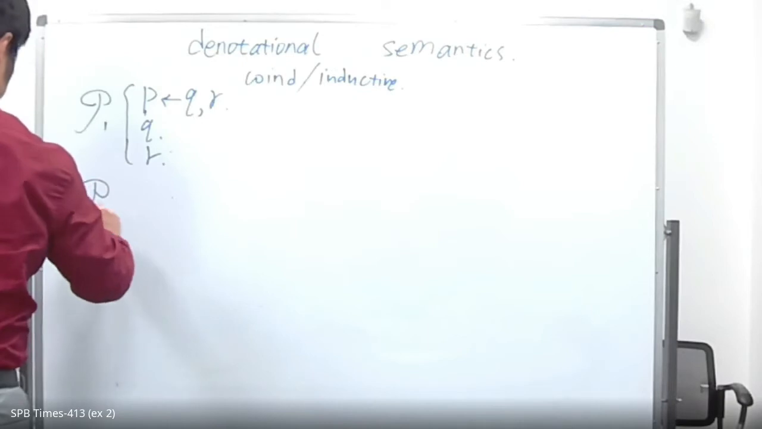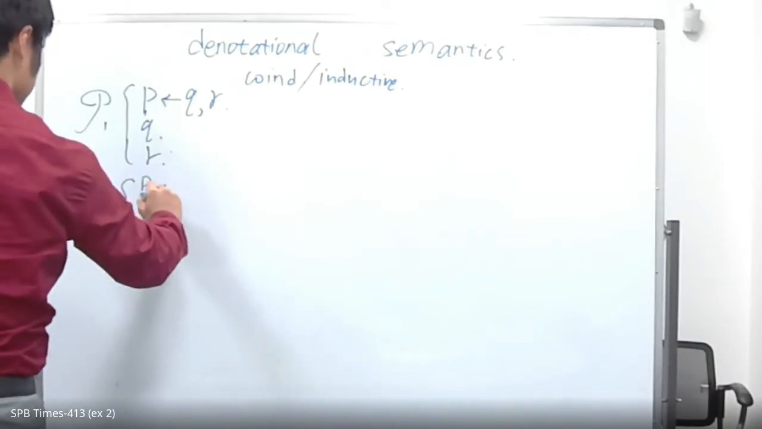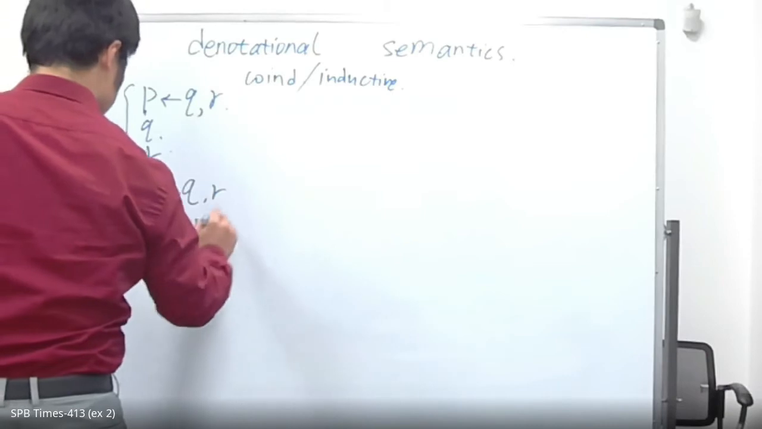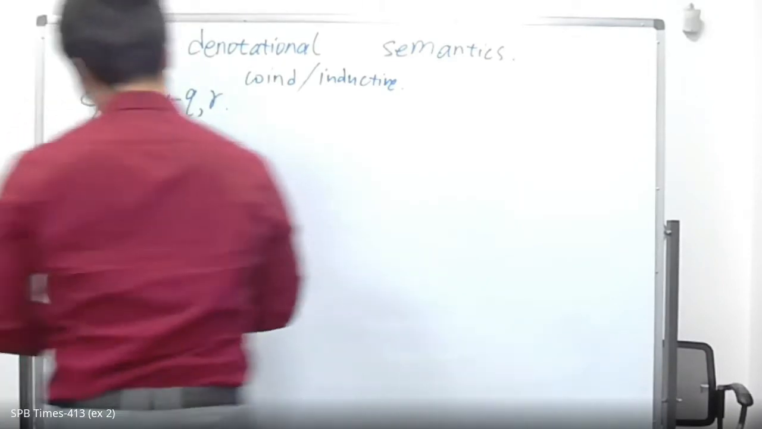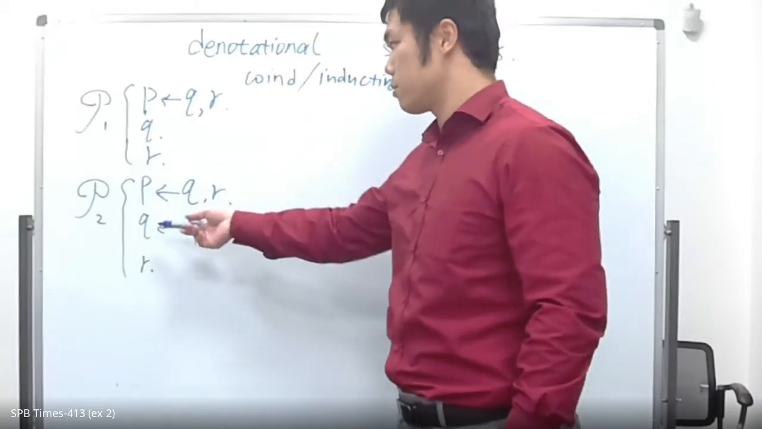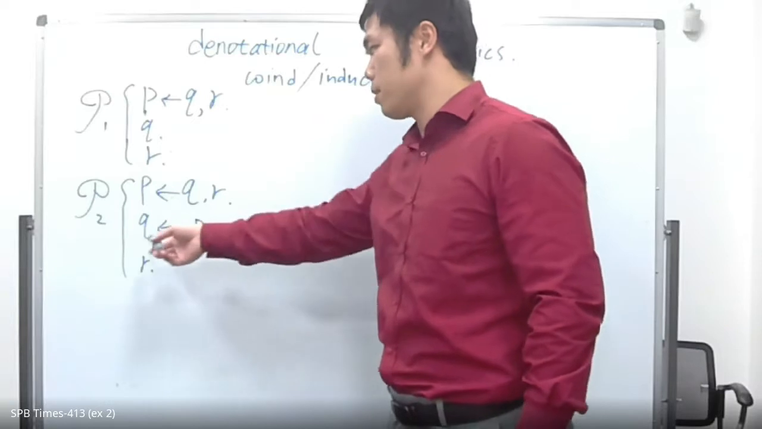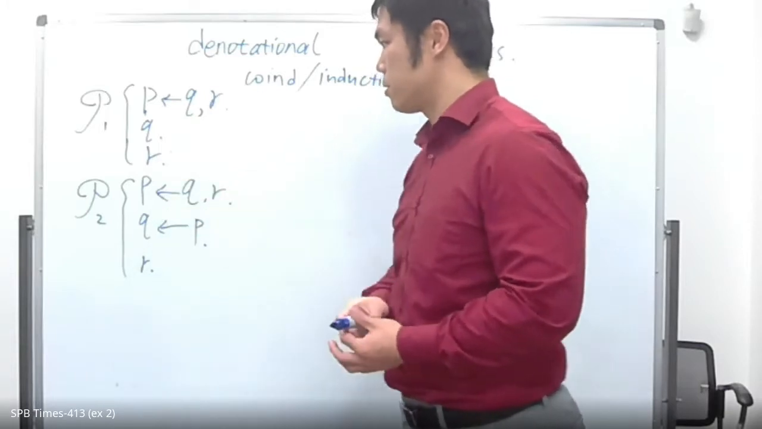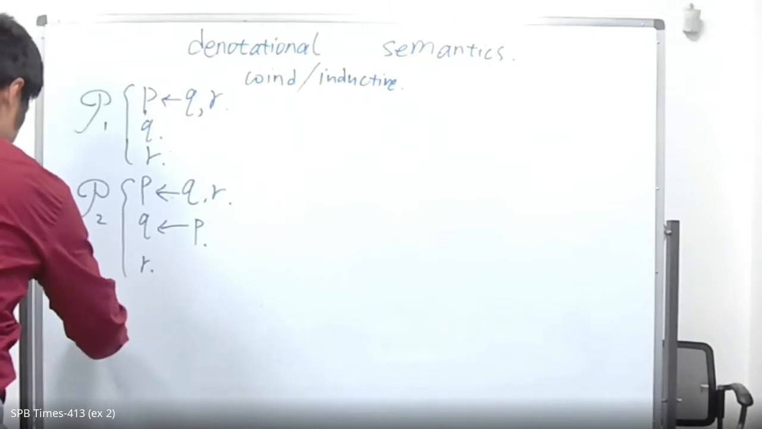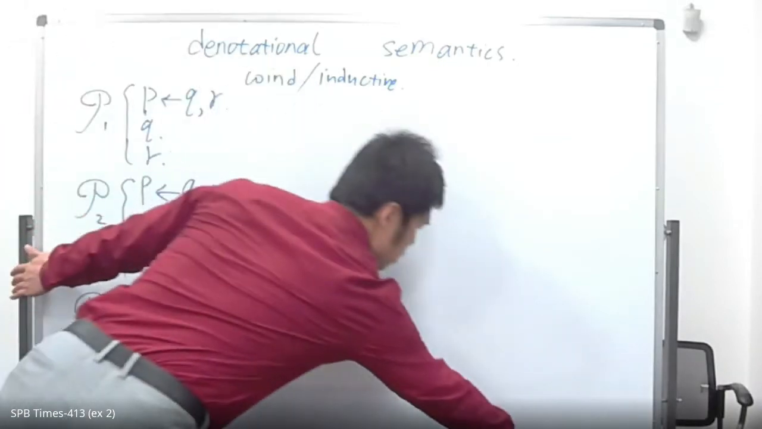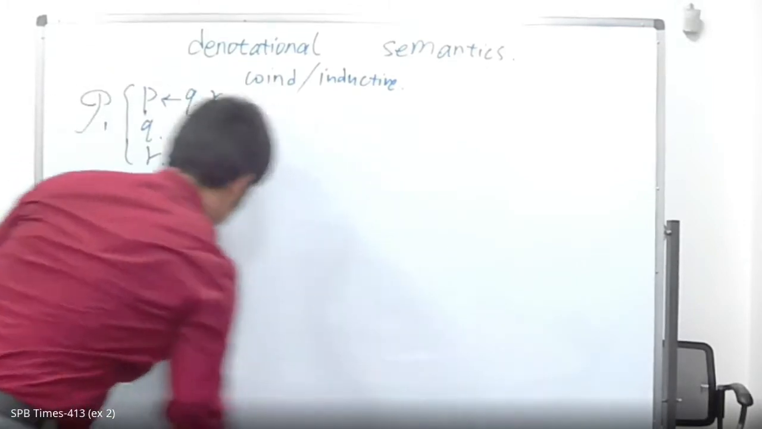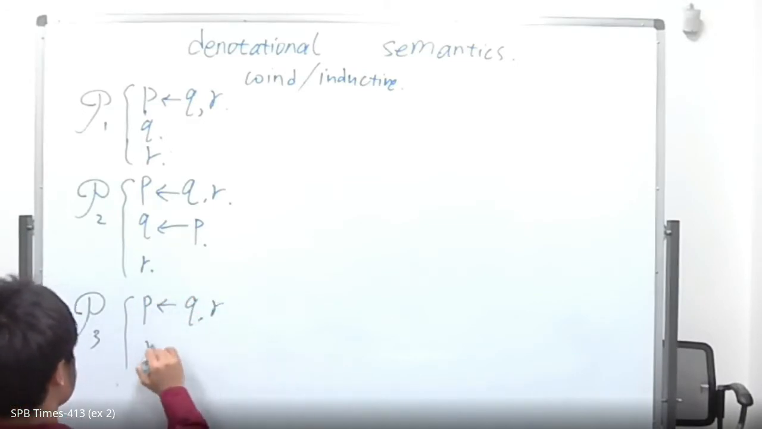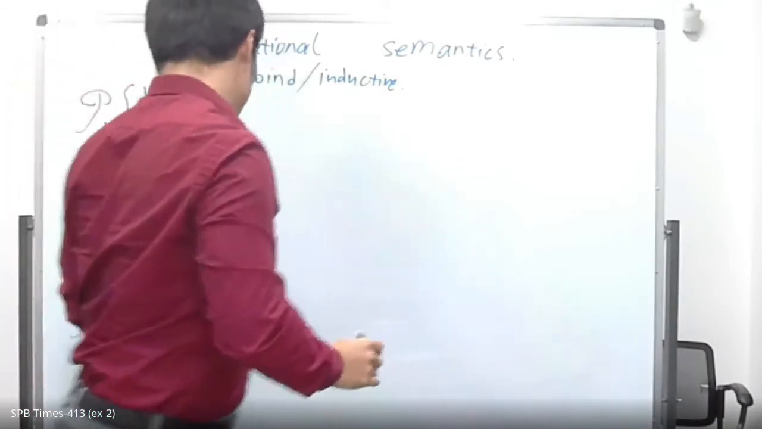That's the second program, P2. It's the same as the first, except for the second clause. It says Q and R implies P, and P implies Q. So it's kind of an interdependency. There is a cycle here. And the third program, again, has the clause Q and R implies P, and R is true. And we have no knowledge about Q.